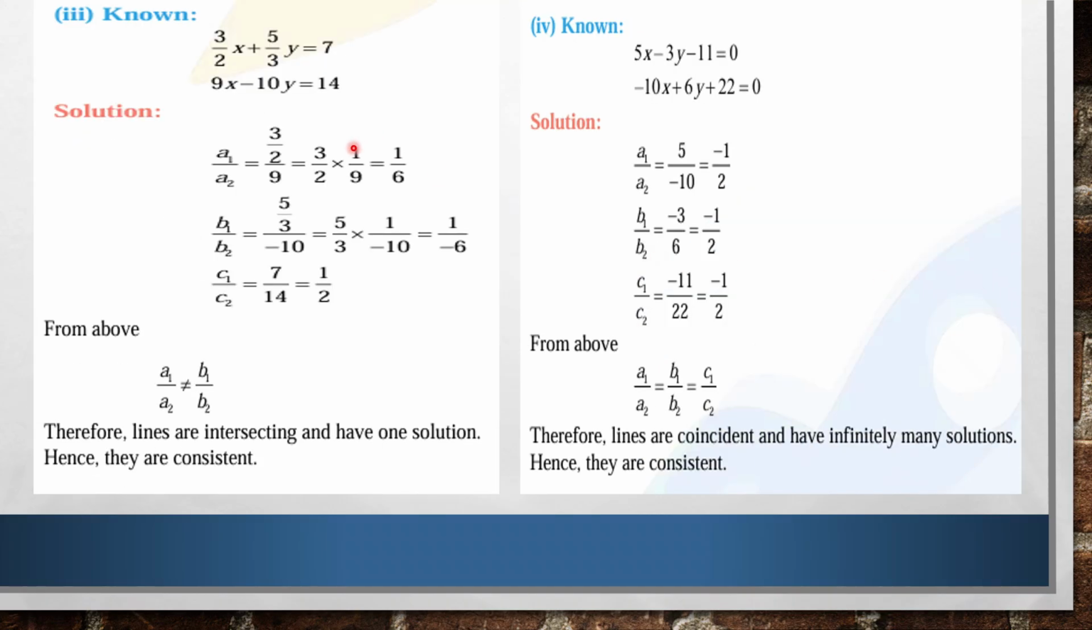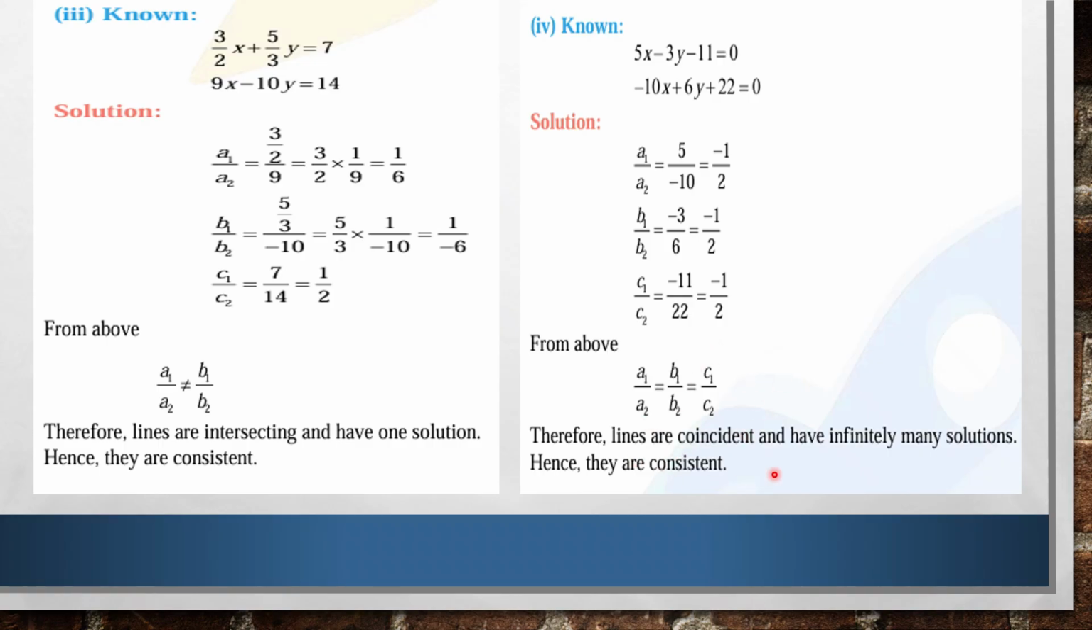Third question and fourth question are similar to each other, meaning again we have to use the same formula. a1 by a2 is 1 by 6, b1 by b2 is 1 by minus 6, c1 by c2 is 1 by 2. Here I can write a1 by a2 is not equal to b1 by b2, which means it is consistent and has a solution. In the fourth one, a1 by a2 is equal to b1 by b2 is equal to c1 by c2.